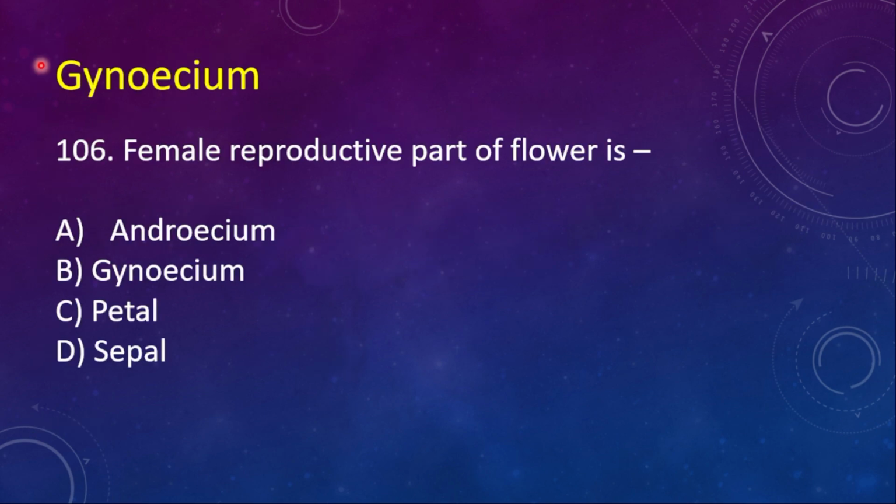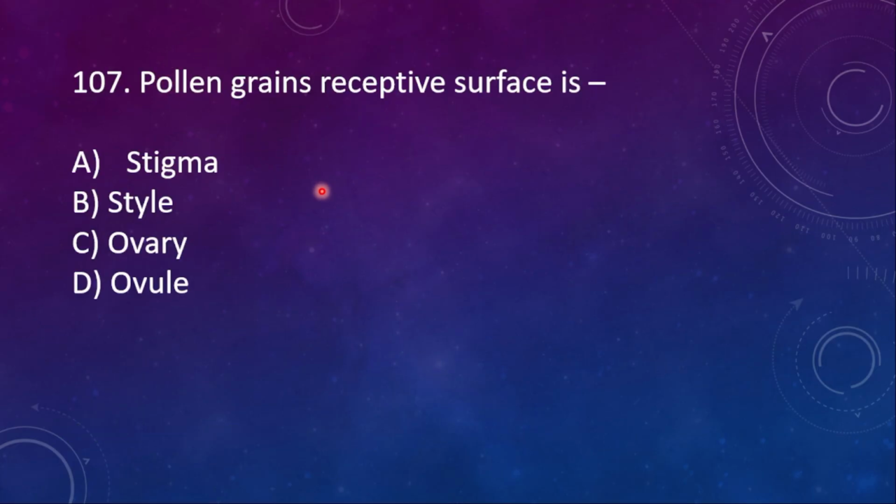Now the next questions are from gynoecium, the female reproductive part. 106. The female reproductive part of the flower is A. Androecium, B. Gynoecium. Just now I said the answer is gynoecium. 107. The pollen grains receptive surface is A. Stigma, B. Style, C. Ovary, D. Ovule.